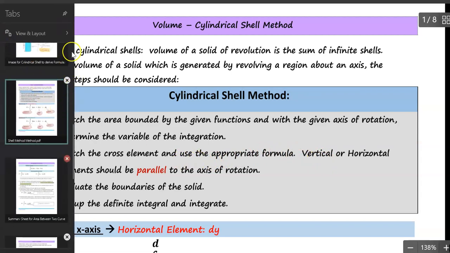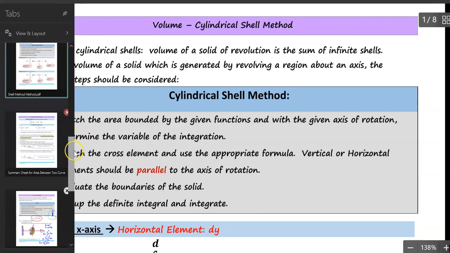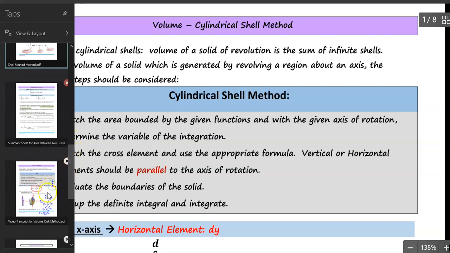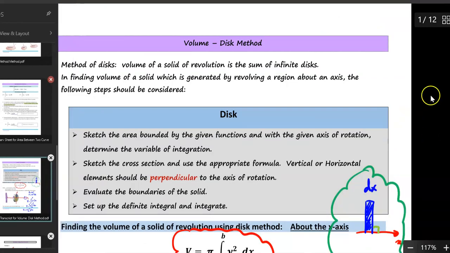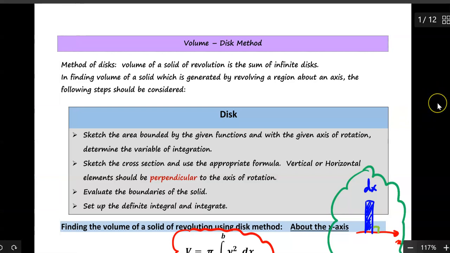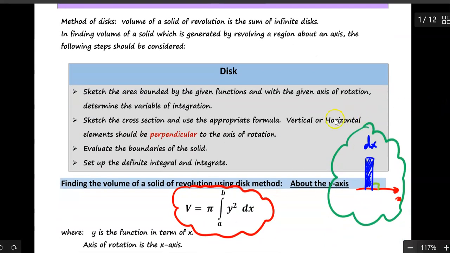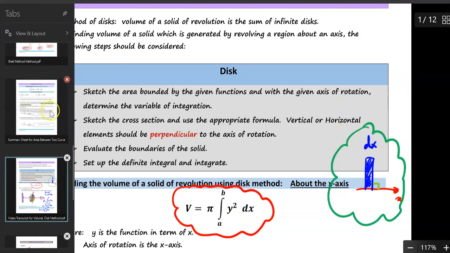So let me go back to our previous lesson and review a little bit, so it will clarify our shell method. Right here, in the previous lesson, we were talking about the disk method. In this disk method, I was asking everyone to pay attention to the axis of rotation, and then from the axis of rotation, you are going to draw the elements that are perpendicular to this axis of rotation. From this you can pull the formula that you need to use. Because of the dx, you know that you are going to choose the formula in terms of dx. So let's go back to our lesson.